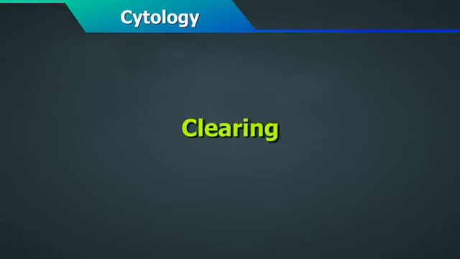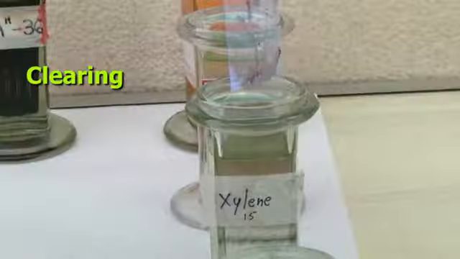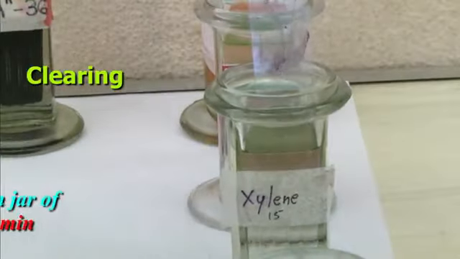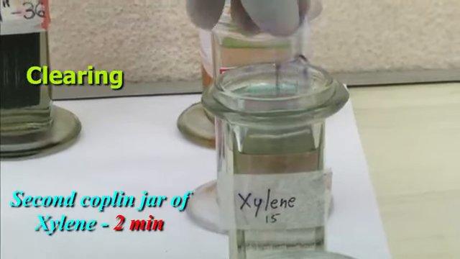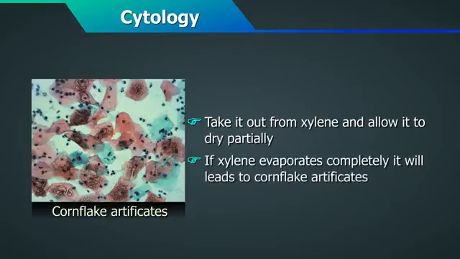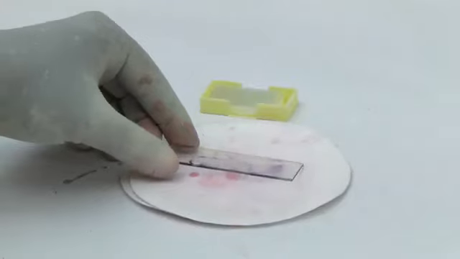Clearing in 3 stages. Absolute alcohol plus xylene in a proportion of 1:1, 2 minutes. Dip in the first Coplin jar of xylene for 2 minutes and again dip in the second Coplin jar of xylene for 2 minutes. Cornflake artifact. If the xylene evaporates completely, it will lead to what we call a cornflake artifact. So, allow it to dry partially after taking it out from the xylene. Mount in DPX.